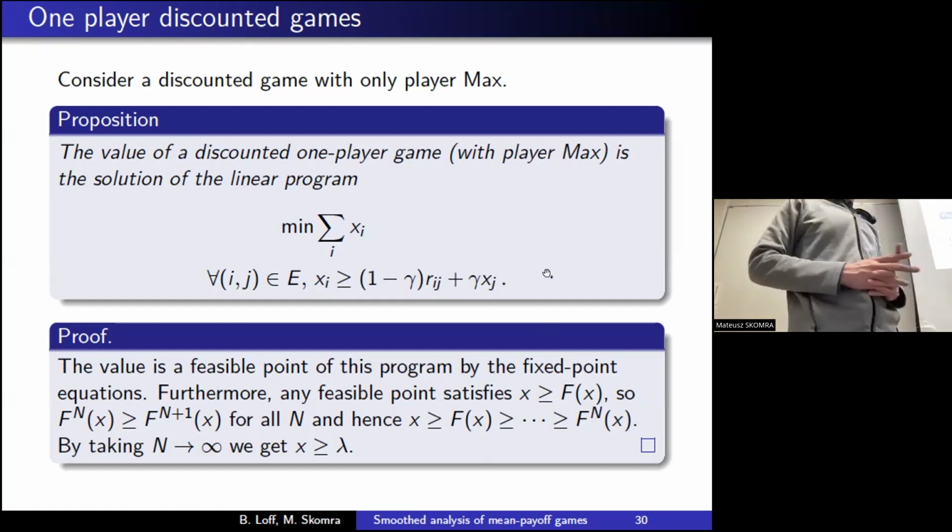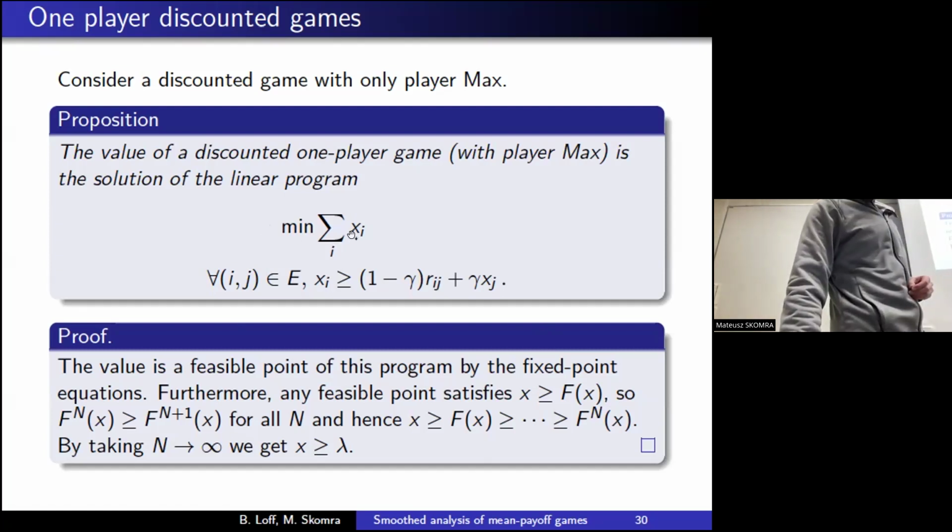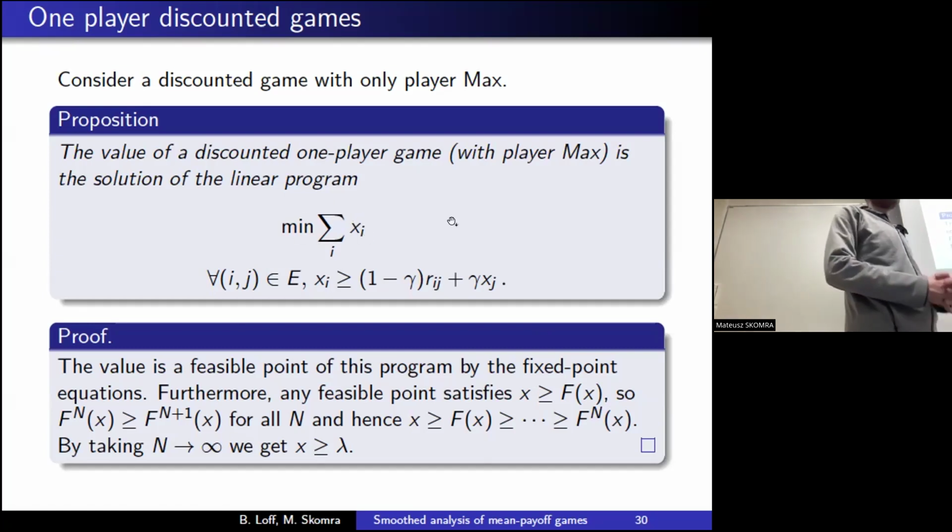And now we claim that if we look at this polyhedron and we minimize the sum of xi's on this polyhedron, then we get the value. So you are the maximizer, you want to minimize a function on the polyhedron, and that will give you the value. That's the theorem that is written on this slide.